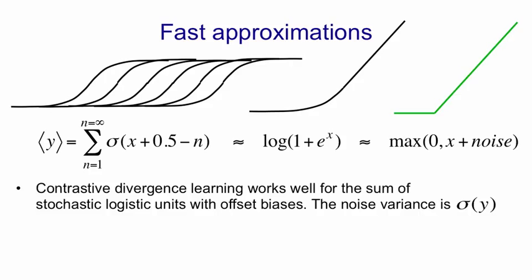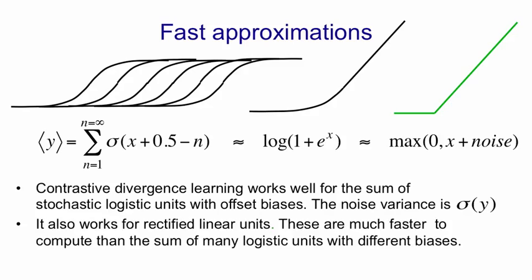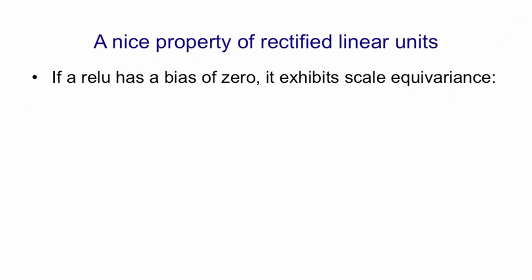Contrastive divergence learning works well for the sum of a bunch of stochastic logistic units with offset biases, and in that case you get a noise variance that's equal to the logistic function of the output of that sum. Alternatively, we can use that green curve and use rectified linear units. They're much faster to compute because we don't need to go through the logistic many times, and contrastive divergence works just fine with those.